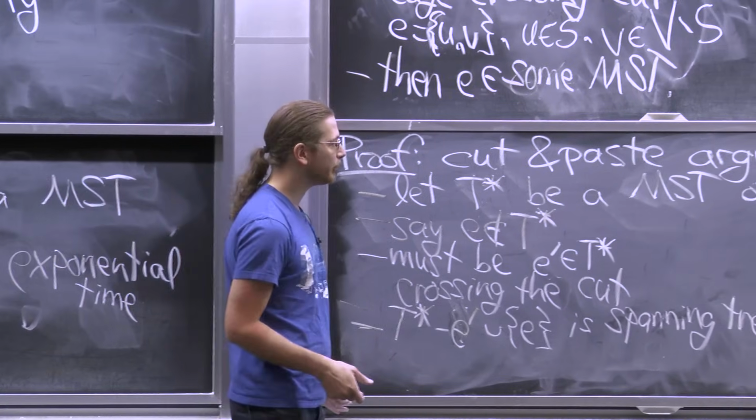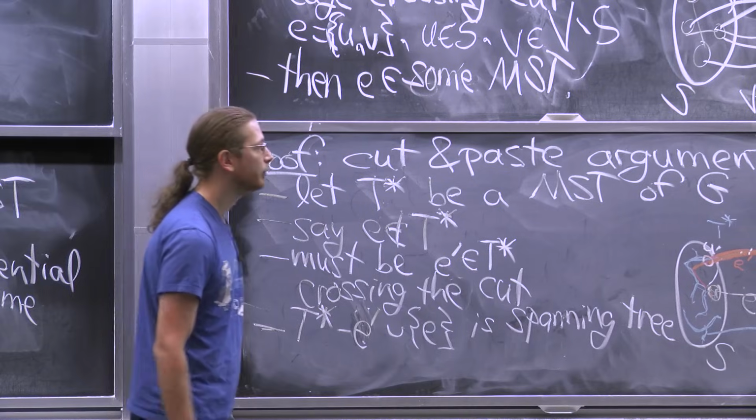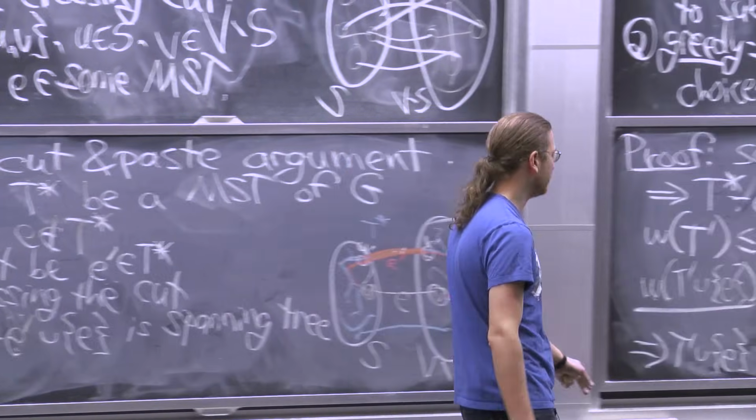Now, the interesting part from a greedy algorithm is to prove that this is minimum, that the weight is not too big. So let's do that over here.